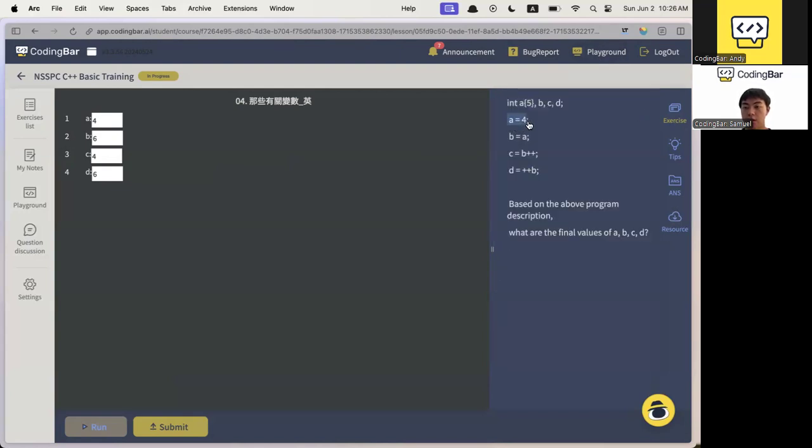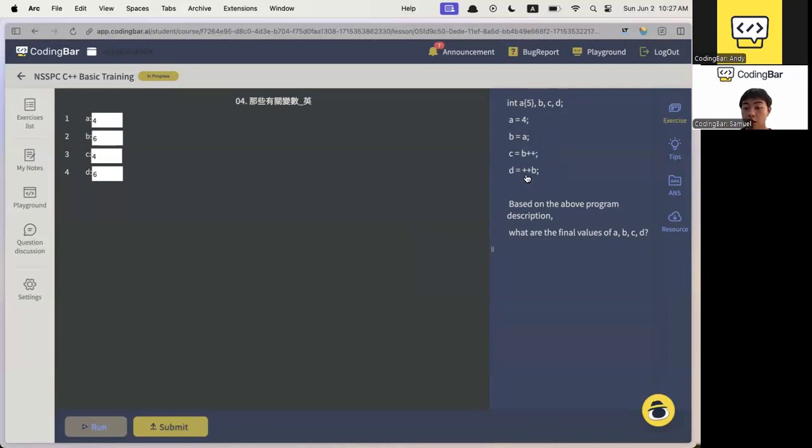But then it will assign A equal 4. So now A is 4. And then we assign A to B. So now B also is 4. And then we assign B to C and B plus plus. So C also is 4. Okay, C is 4. And B plus plus. Previously B is 4, right? So B is 5 now.